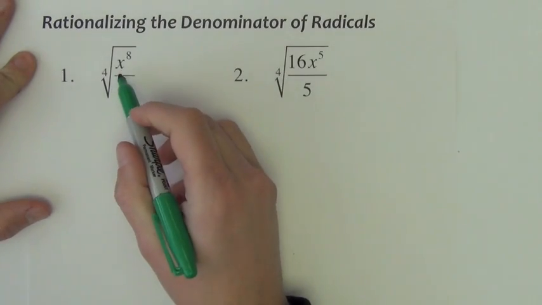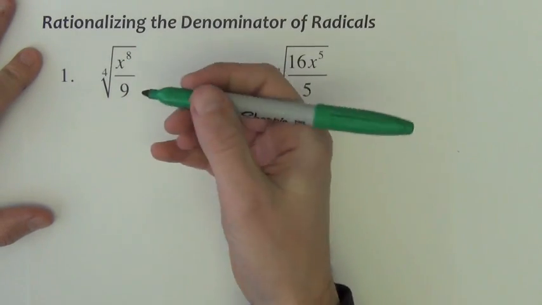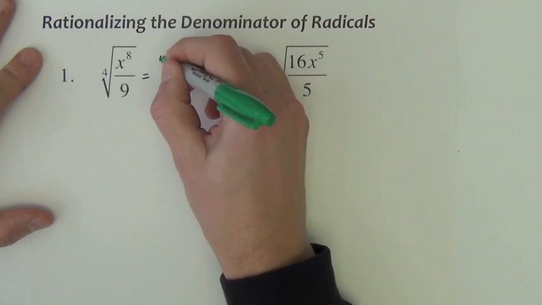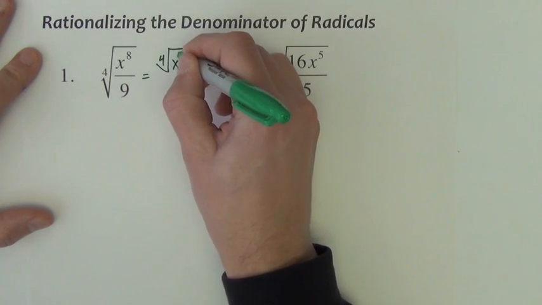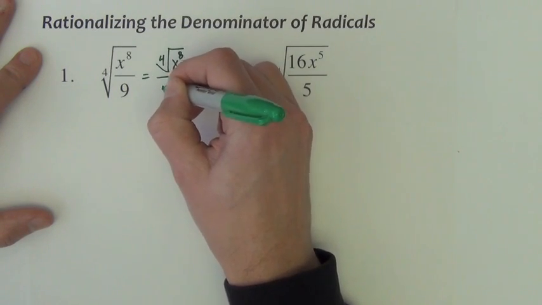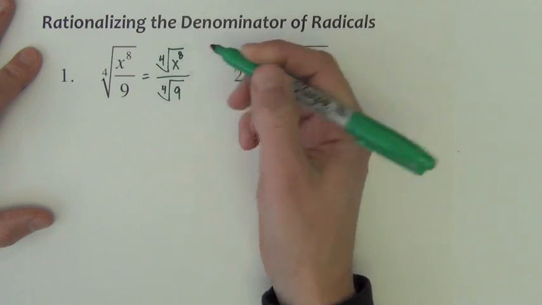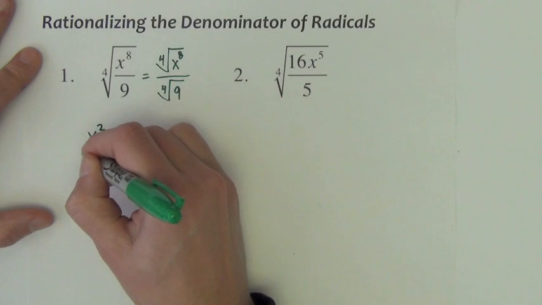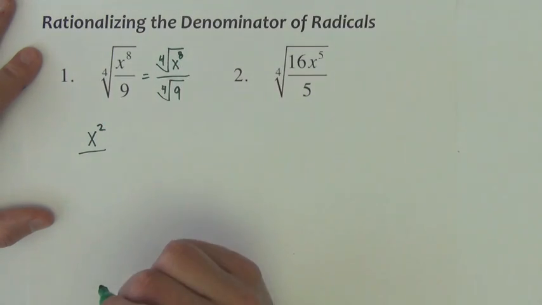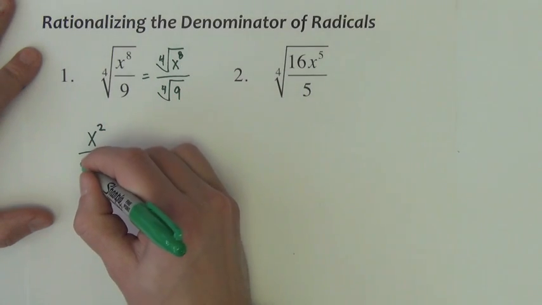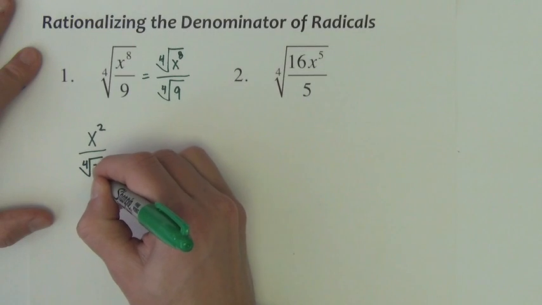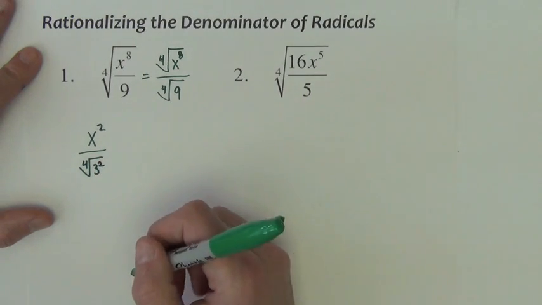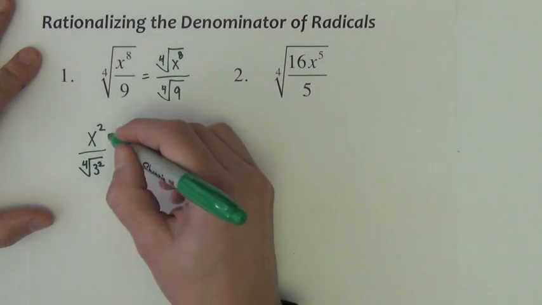Alright, 2 more to try. Same thing, same type of problem. This is the same as the 4th root of x to the 8th divided by the 4th root of 9. The numerator becomes just x squared because 4 goes into 8 twice. The denominator can be thought of as the 4th root of 3 squared. I'm going to reduce 9 a little bit if I can.